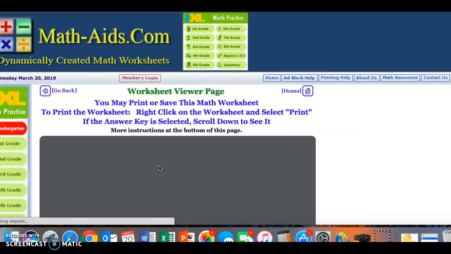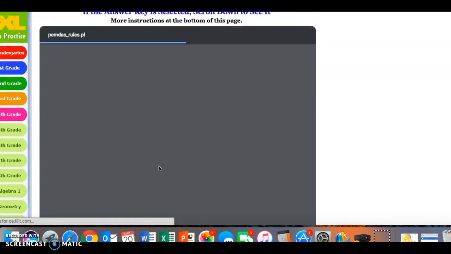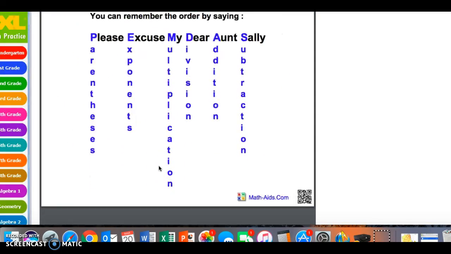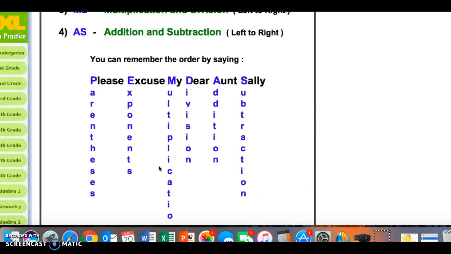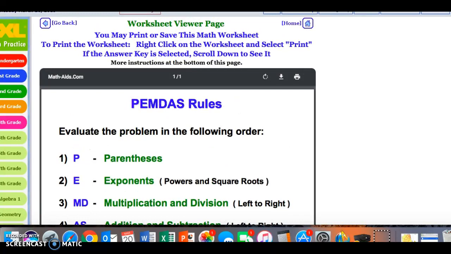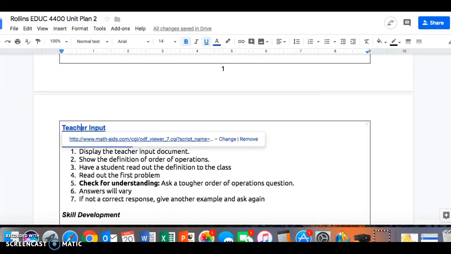And this is a good website that I found that has the PEMDAS rules, and it explained a little bit. And that's a handout that I would give to the students. That way they can put in their notes.